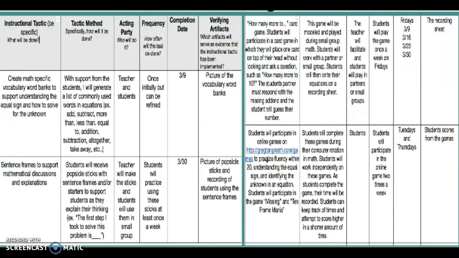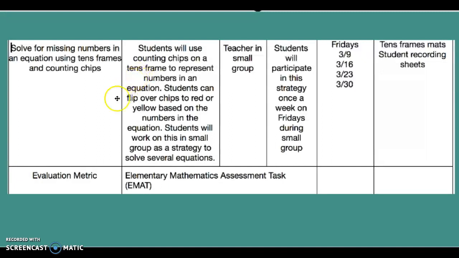They also participated in online games from GregTangMath.com. They were able to practice fluency within 20 and understand the equal sign and identify the unknown number in the equations. This was done over a course of, I believe, 2 weeks, and Jennifer was able to record all her findings within this time. This is the action plan tracking sheet continued. They were able to solve for missing numbers in the equation using tens frames and counting chips. So they get double tens frames and 2 double-sided chips to help them understand the importance of identifying the numbers within each equation.